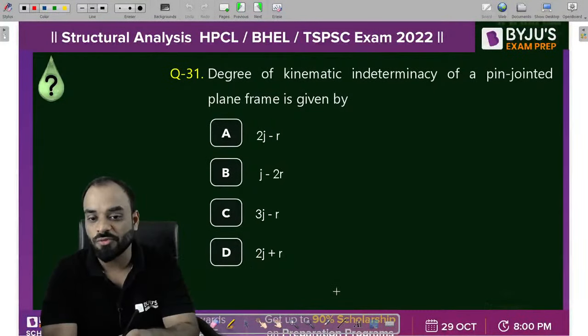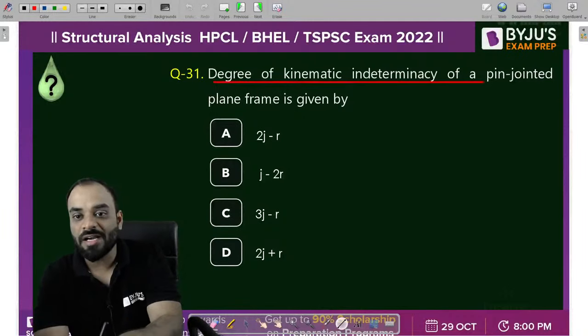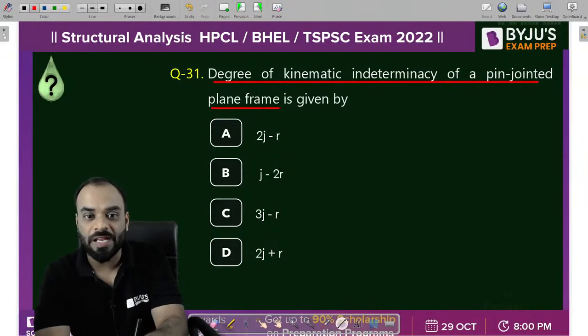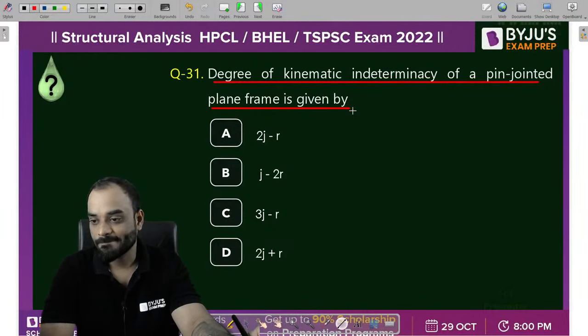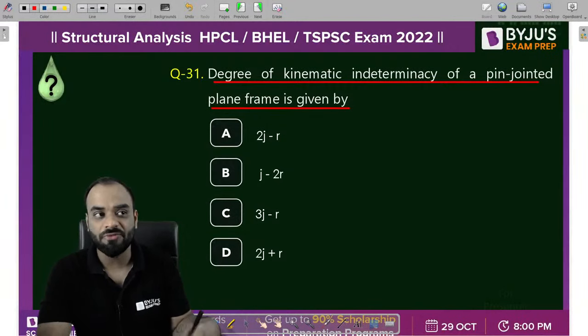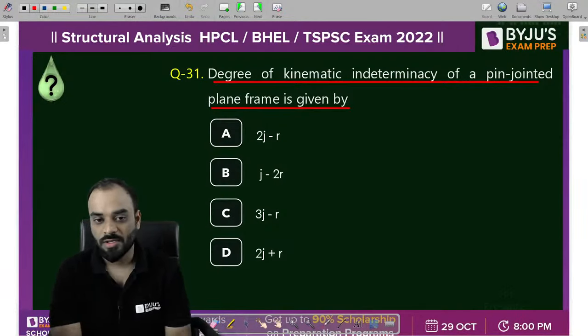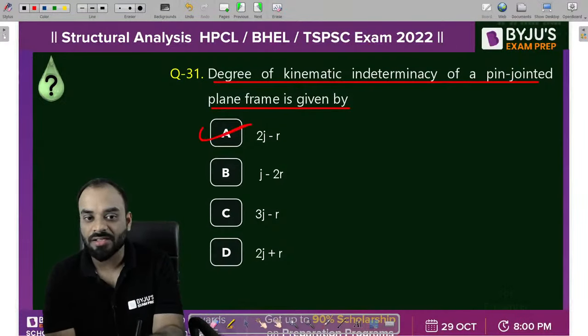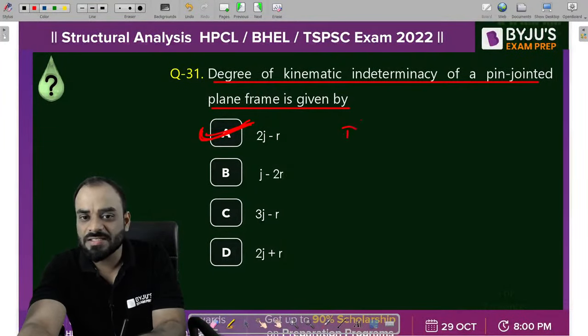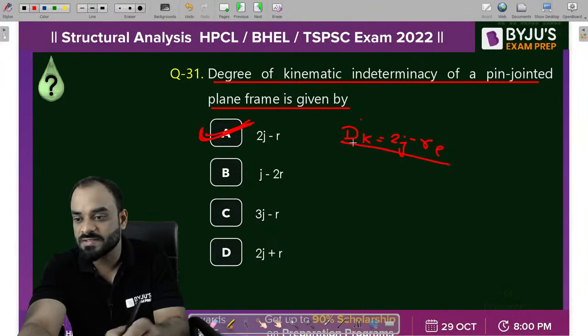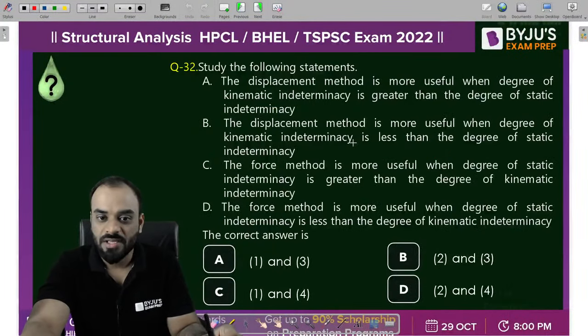Next question in front of you. The degree of kinematic indeterminacy of pin jointed plane frame is given by what? Pin jointed plane frame. A, 2J minus RE, right? DK is equal to what? It is 2J minus RE for truss. Very nice.